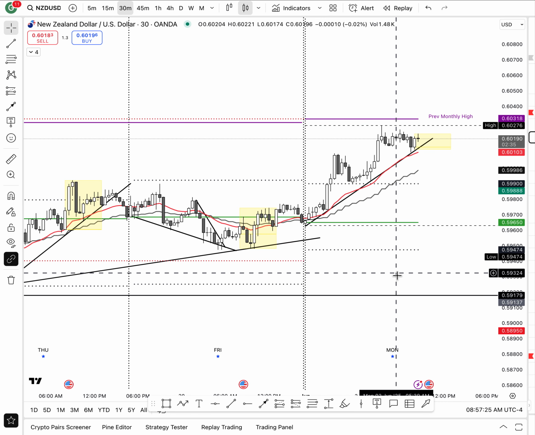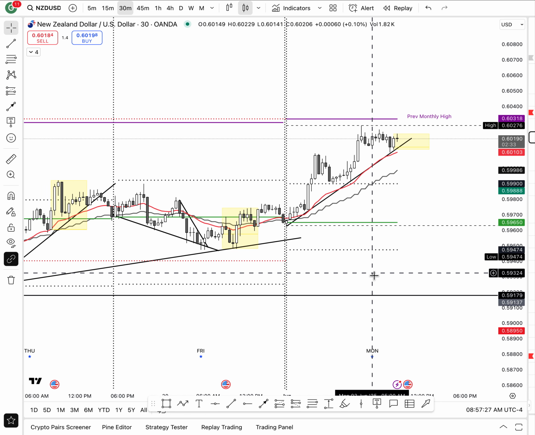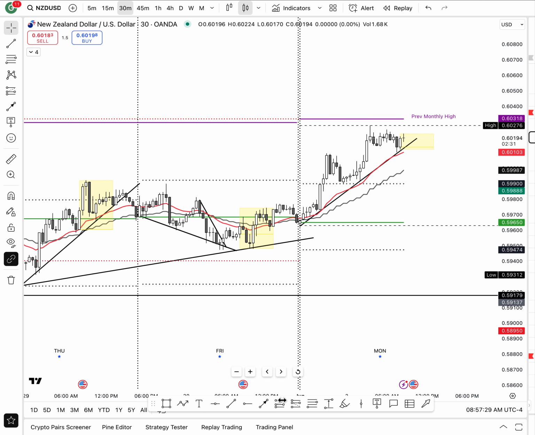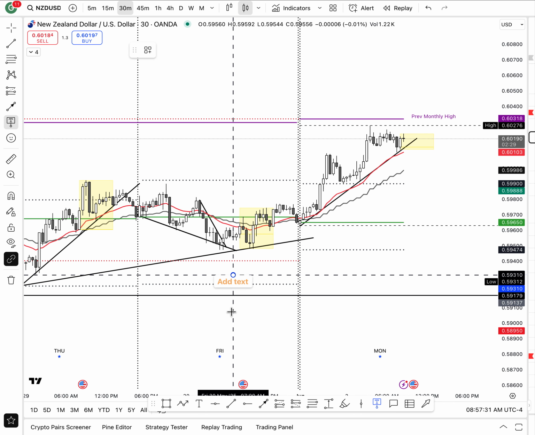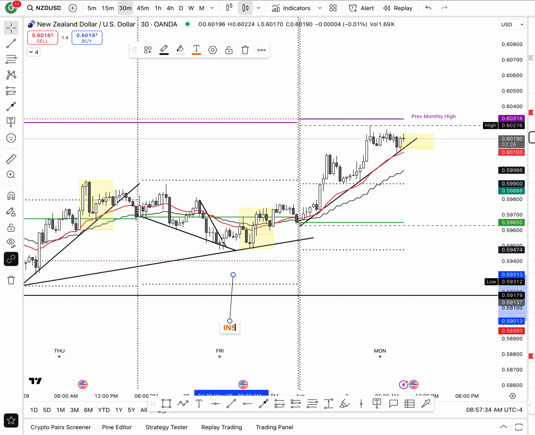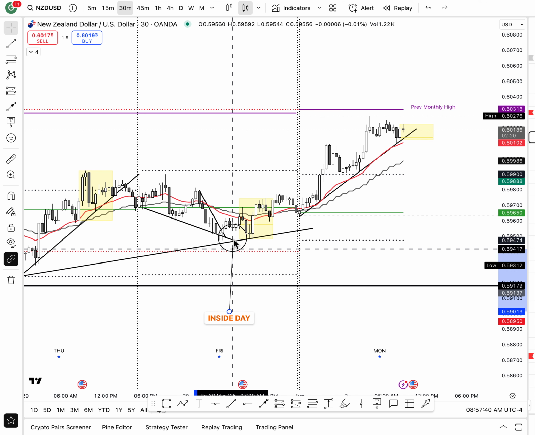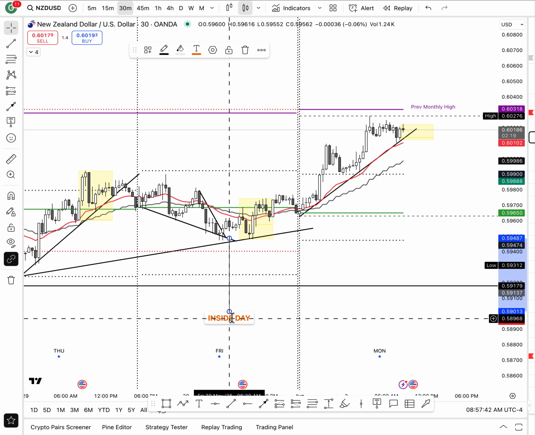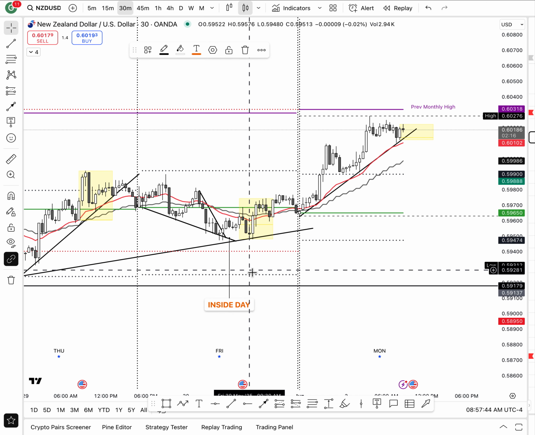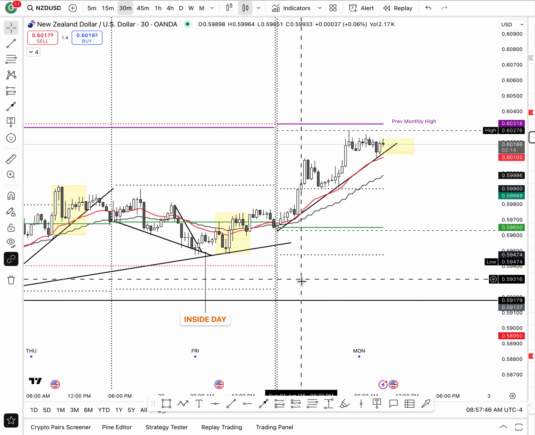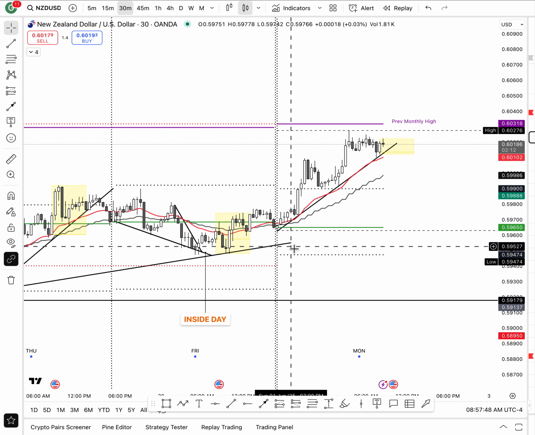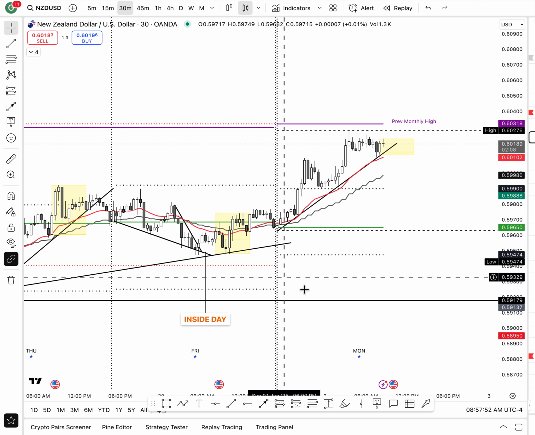Right now we have here the New Zealand dollar, USD, which was an inside day, a signal day for yesterday. Those of you who follow me, you remember the lecture I gave for signal inside day for beginners. You can check that out on my YouTube. The market will only move in one direction.